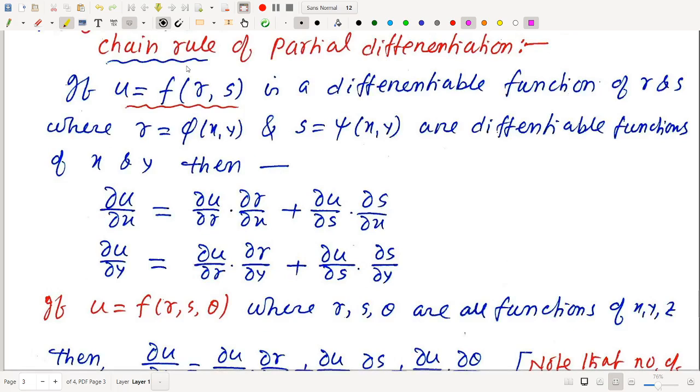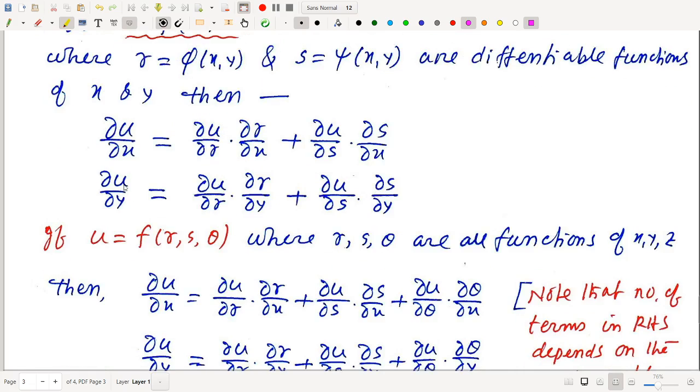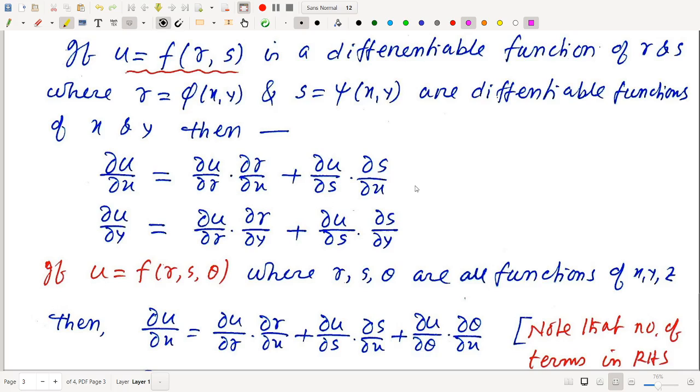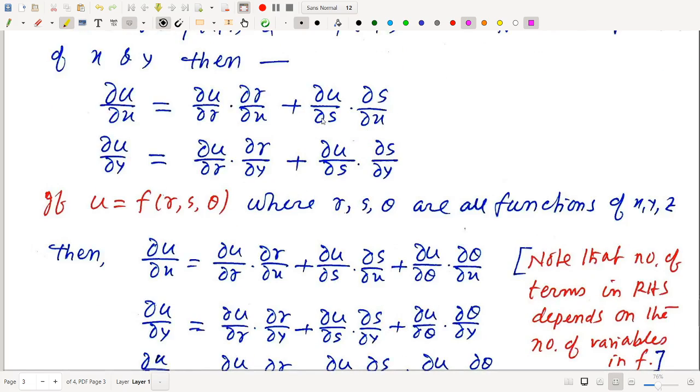u is a function of r and s, r and s are functions of x and y. So for ∂u/∂x, via r and s we have to go. So ∂u/∂r times ∂r/∂x plus ∂u/∂s times ∂s/∂x. Finally with respect to x. Now similarly ∂u/∂y will be ∂u/∂r times ∂r/∂y plus ∂u/∂s times ∂s/∂y. u is a function of r and s, two terms, that's why. Okay, but this rule has a proof. Surely it has a proof, but we are not proving it, we are just using the rule.